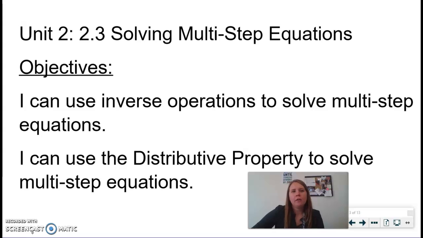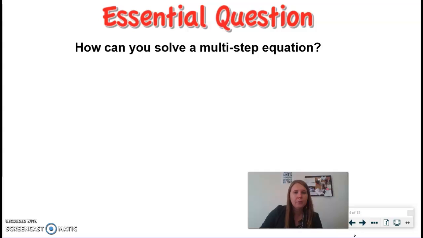Here's what we are going to be doing today. We're in Unit 2, and this is Lesson 2.3, which is solving multi-step equations. And so we're going to be taking a look at these objectives, which are I can use inverse operations to solve multi-step equations, as well as I can use the distributing property to solve multi-step equations. So let's go ahead and start looking at some things.